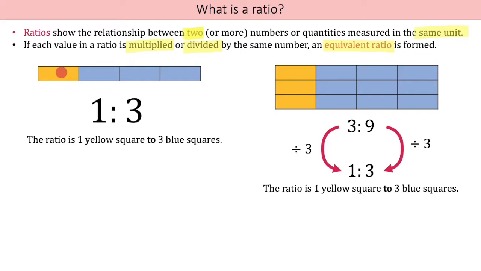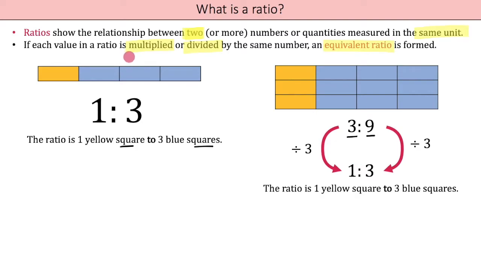Here we have one yellow square to three blue squares. The way we write that is 1:3. The ratio is one yellow to three blue squares. Notice that we're dealing with the same unit here. We're talking about squares, and we're just writing it like this. Nothing too scary here. If we were to go for something a little bit different, this time we have 3 yellow squares and 9 blue squares. So 3 yellow squares to 9 blue squares.